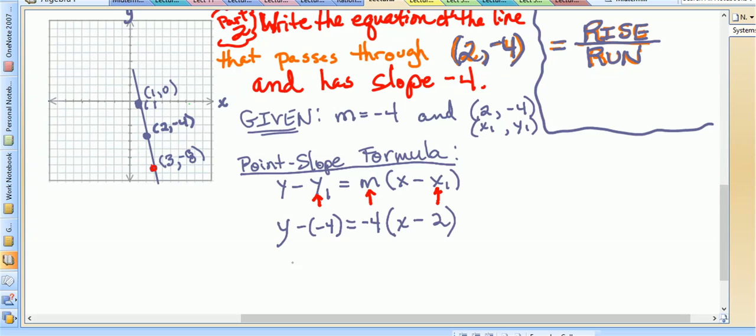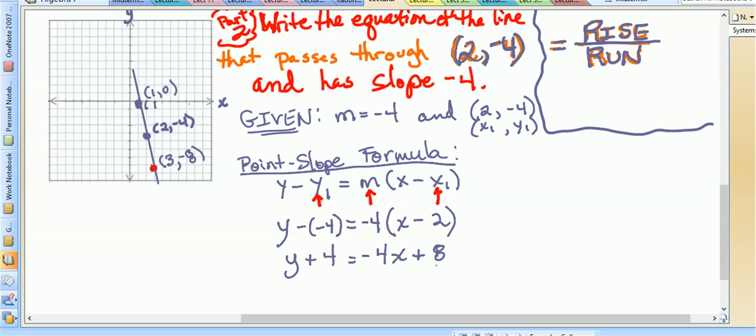So let's have y, this will become +4. Leave that there, and we're going to now distribute -4 into the x minus 2. So -4 gets multiplied by x, and -4 gets multiplied by -2. -4 times -2, that's going to become a +8.